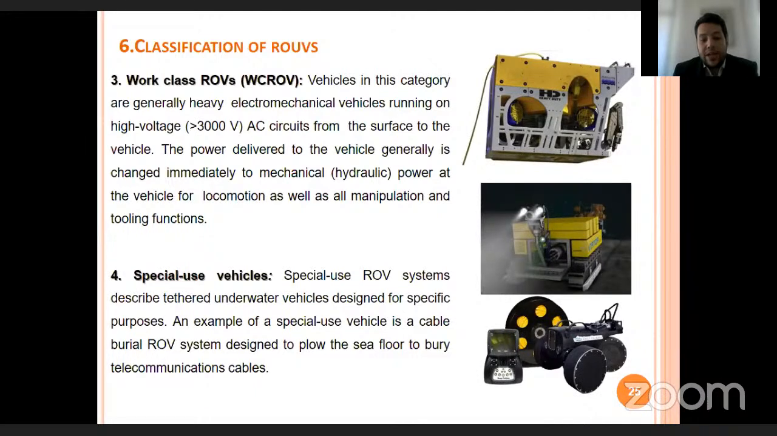So the fourth and last class of remotely operated underwater vehicles is special use vehicles. Special use ROV systems describe underwater vehicles designed for specific purposes. An example of a special use vehicle is a cable-laying ROV system designed to plow the seafloor to bury telecommunication cables.